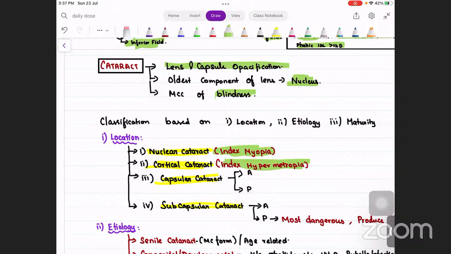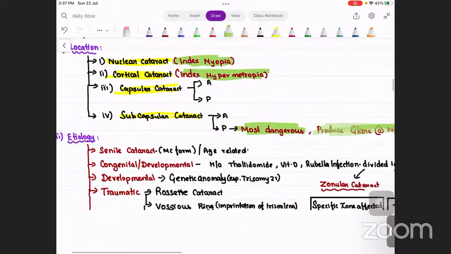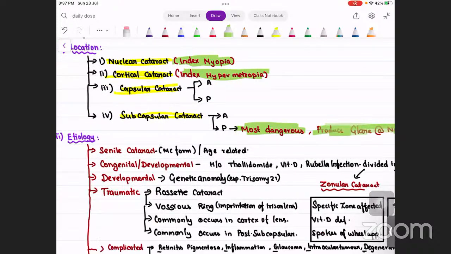And apart from that, posterior subcapsular cataract is the more dangerous one. The most dangerous cataract is your posterior subcapsular cataract, and it produces a glare at a nodal point. Quite an important one. Speaking about the location, we studied four cataracts: nuclear, cortical, capsular anterior and posterior, and subcapsular anterior and posterior. Most dangerous one is subcapsular. Index hypermetropia is seen in cortical, and index myopia is seen in nuclear cataract.